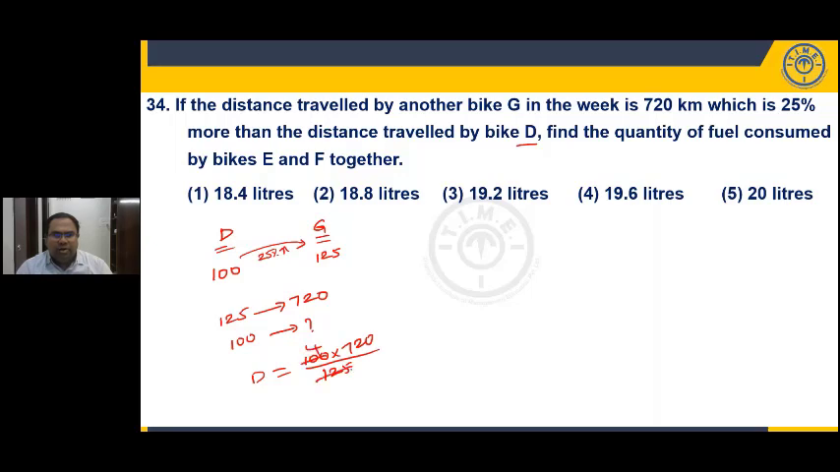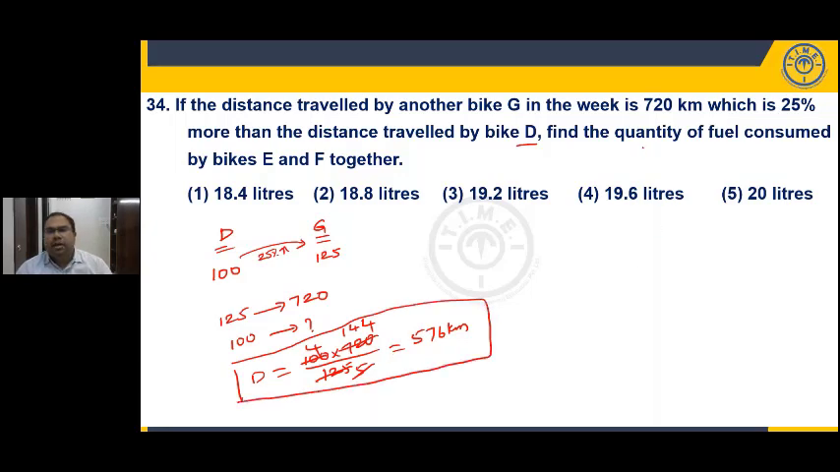25 fours, 25 fives. 5 fours, 20. So how much? 560 plus 16, 576 kilometers. D distance is 576 kilometers. What's the question? Quantity of fuel consumed by E and F.